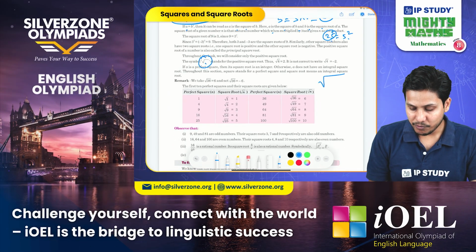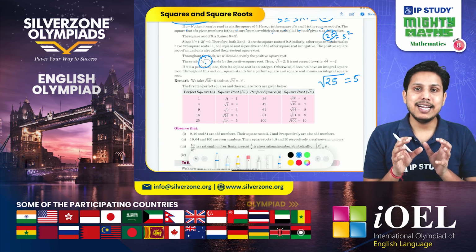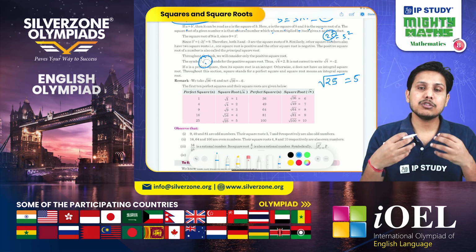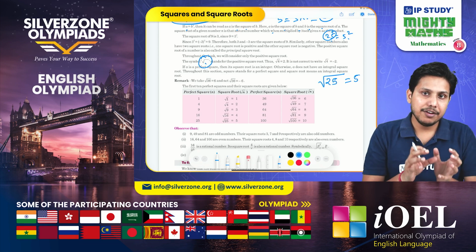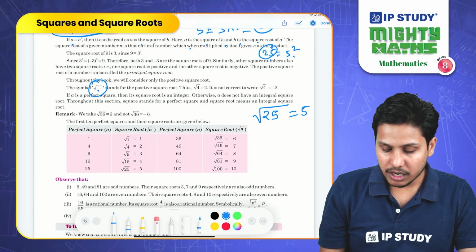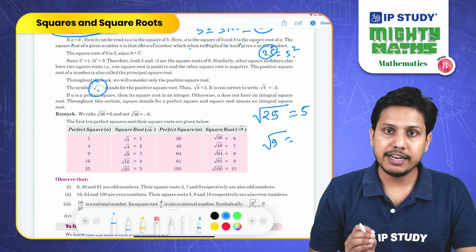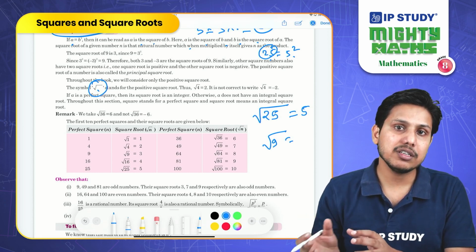For example, if we want to find the square root of 25, we will write like this and the answer will be 5. Now students, remember, if we take an integer like -3, then its square will also be 9. And if we take 3, then its square will also be 9. Now if we write the square root of 9, which answer should we take, 3 or -3, because both give the same square.